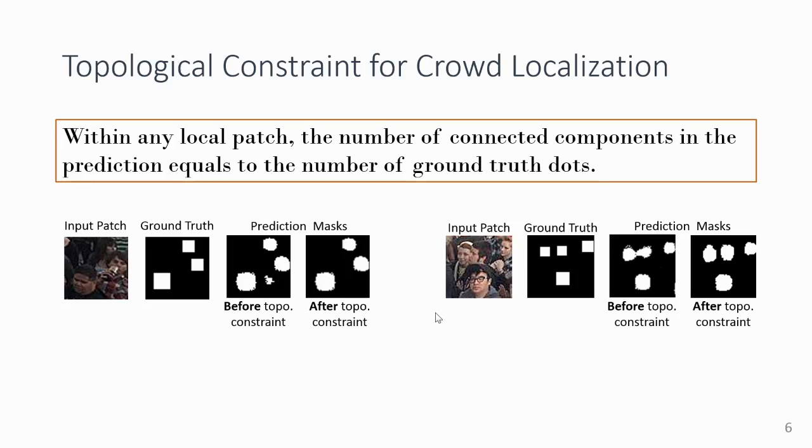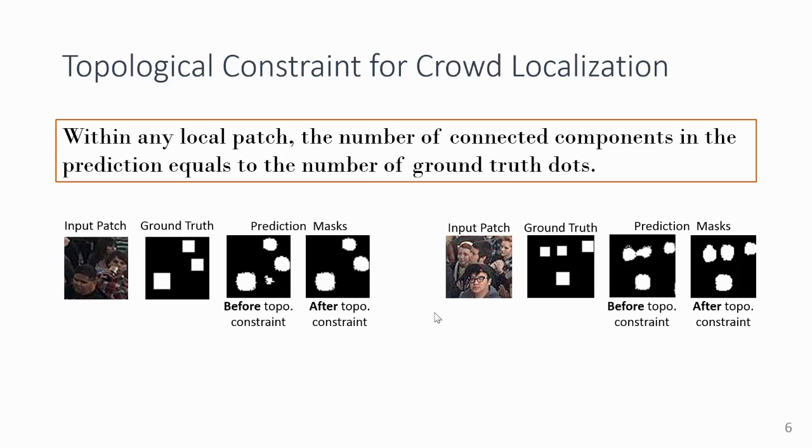We formulate the topological constraint for crowd localization as follows. Within any local patch, the number of connected components in the prediction should equal the number of ground truth dots. This constraint efficiently encodes the spatial configuration of the dots without being too specific about their locations.